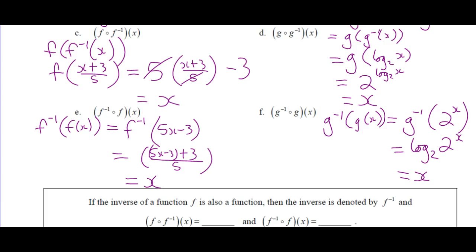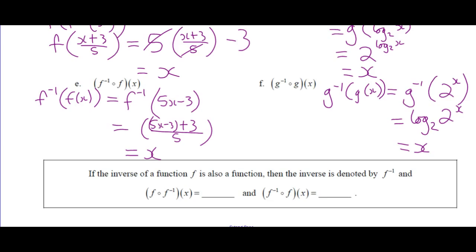Or in the reverse order. It doesn't matter what order you go in, right? So think of the function that converts Fahrenheit degrees to Celsius. You drop that in, and then you drop it back into a Celsius to Fahrenheit converter. You're going to get out your Fahrenheit degrees, and vice versa. So if the inverse of a function is also a function, then the inverse is denoted by f inverse. So f of f inverse of x gives you x, and f inverse of f of x gives you x. It's got to be a function though, right?